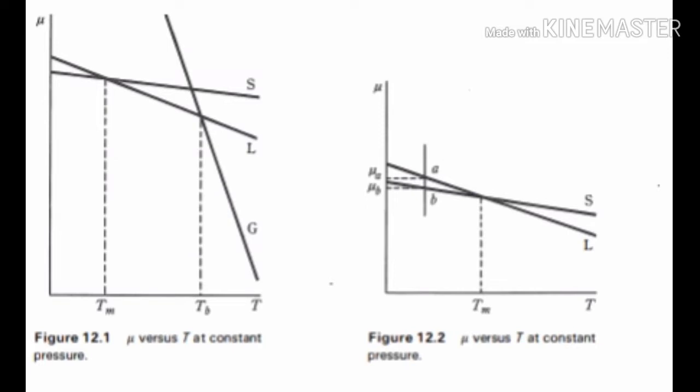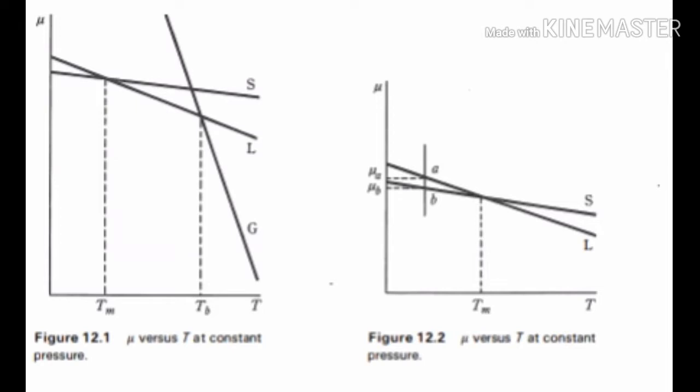The entropy of the solid is small, so in figure 12.1 the μ versus T curve for the solid has a slight negative slope. The μ versus T curve for the liquid has a slope which is slightly more negative than that of the solid curve. The entropy of the gas is very much larger than that of the liquid, so the slope of curve G has a large negative value. The curves have been drawn as straight lines, but they should be slightly convex downward. However, this refinement does not affect the argument.